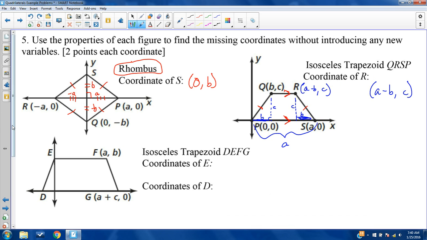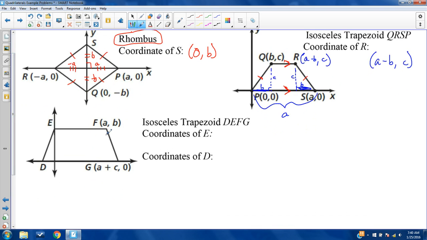Here you have another isosceles trapezoid, and same thing with the right triangles that I was saying before, only this time they're giving you information in a different way. The vertex E at the top of the base is on the y-axis and D sticks out in the other direction. And we have to figure out what E and D are based on F and G. Let me start with F.